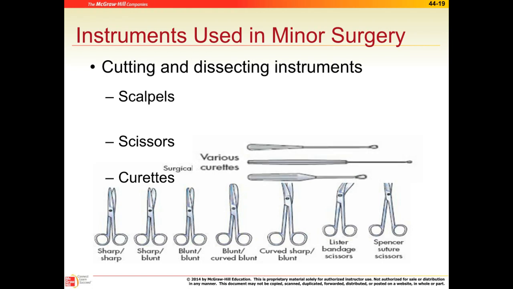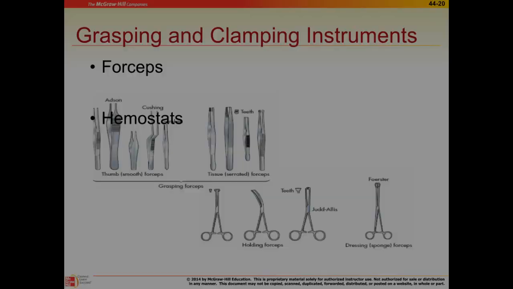What you're seeing now is various types of curettes. Curettes have a small loop on the end, and there's different size loops. The different size loops determine kind of what they're used for. Some are for nasal, some are for ear, and some are for some different types of procedures.